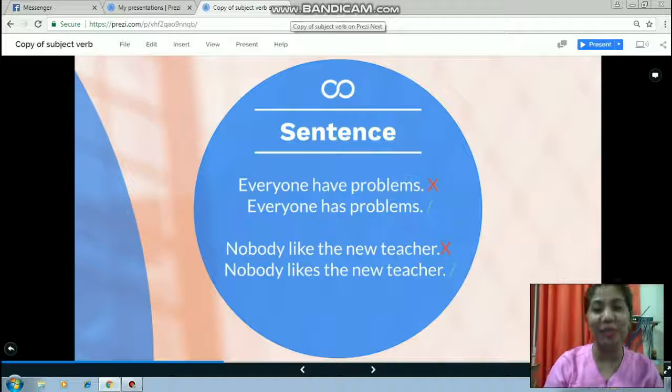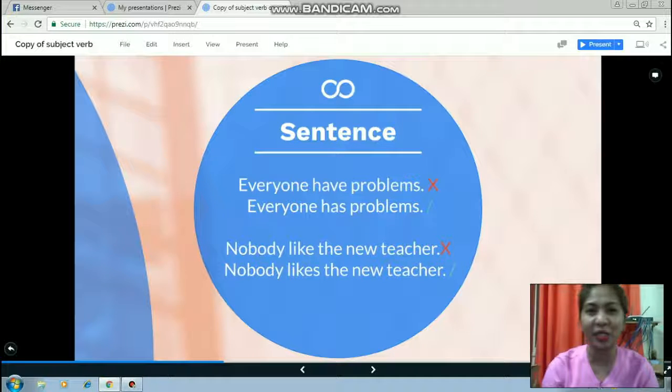Everyone have problems, everyone has problems. The first sentence, as you can see, has been crossed out. It means that it is wrong. So the correct one: everyone has problems. Why? What is the subject here? The word everyone, and we use the verb has. Because the verb have is plural and the verb has is singular. That is why the correct answer here is everyone has problems.